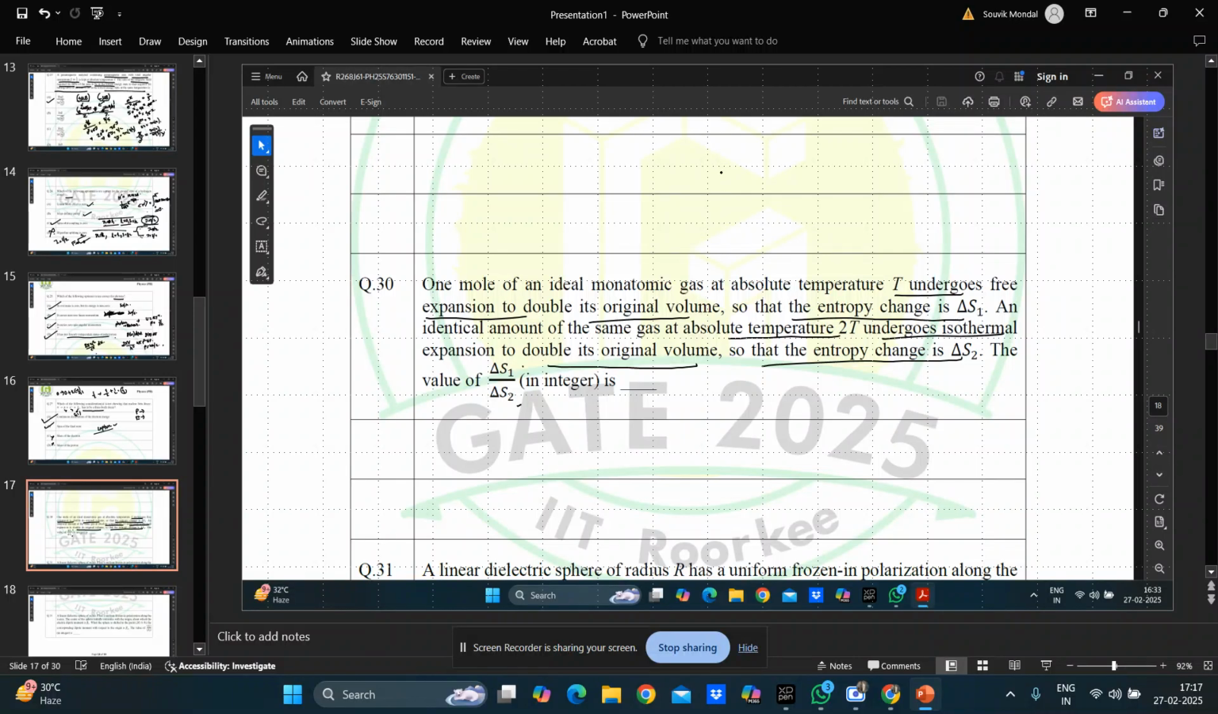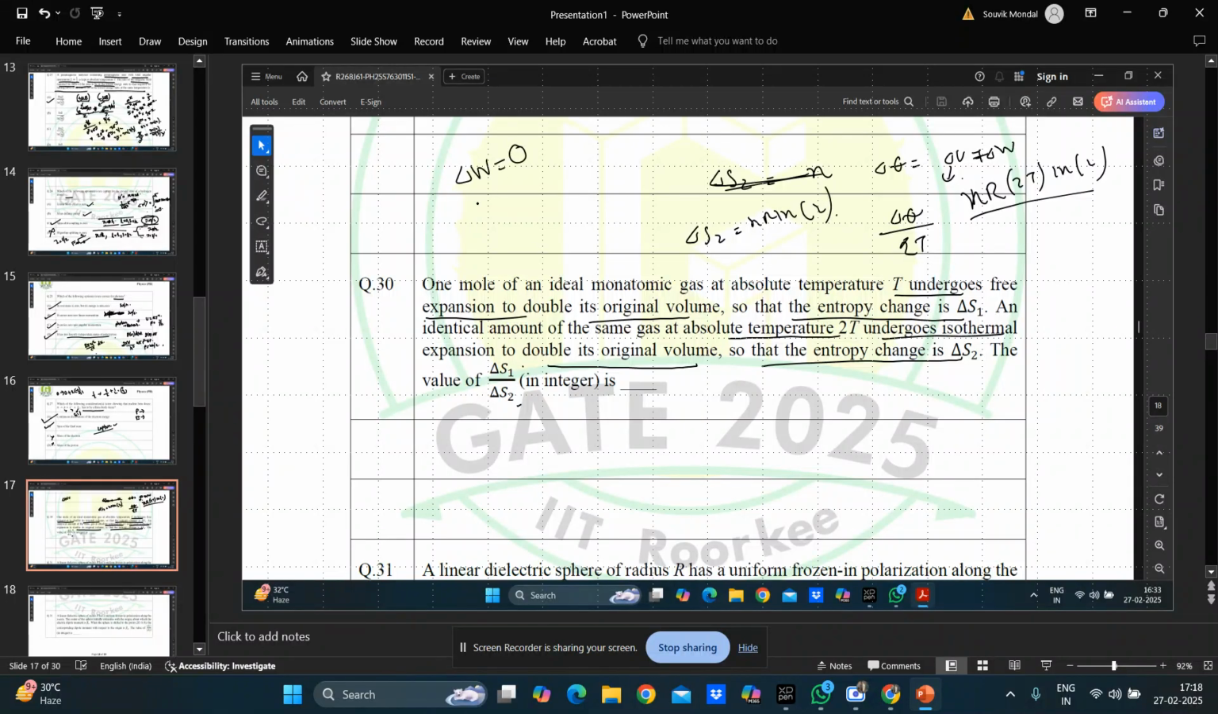So you know, for the isothermal process, if you calculate delta S2, delta Q is simply delta U plus delta W. Delta U is 0 for the isothermal process, and delta Q is NR into 2T into log 2, right? You have to divide it by temperature, delta Q by 2T. So your delta S2 is NR log 2, right? NR log 2. Now for the free expansion case, delta W is 0, delta Q is 0, delta U is 0.